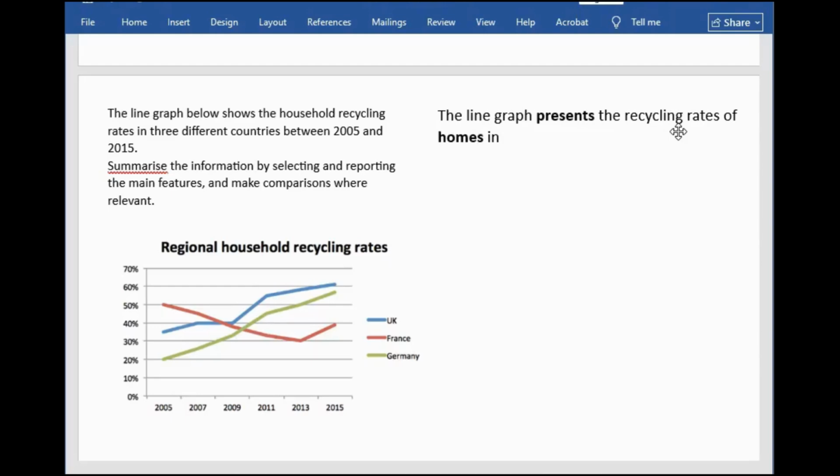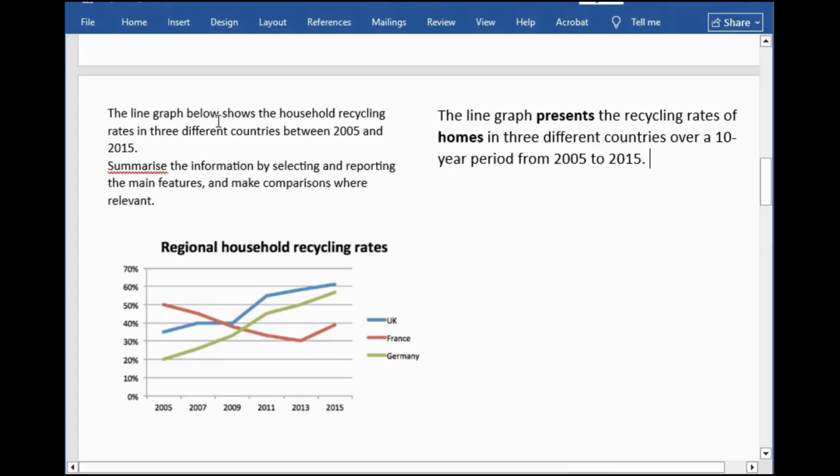I did not say home recycling rates. Home recycling rate sounds awkward to me. I prefer the recycling rates in homes. The recycling rates in homes in three different countries. Sorry, instead of saying between, I can say over. How many years do we have here? This looks like 10 years to me, either 10 years or 11 years. Over a 10-year period from 2005 to 2015. Full stop. What have I done in this introduction? I have paraphrased the question prompt.